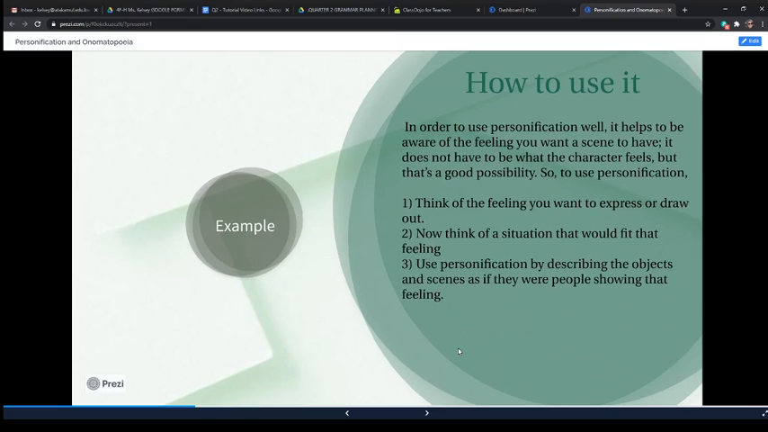How to use it. In order to use personification well, it helps to be aware of the feeling you want a scene to have. It does not have to be what the character feels, but that's a good possibility. So to use personification, you follow 3 steps. Number 1, think of the feeling you want to express or draw it out. Number 2, think of a situation that would fit that feeling. And number 3, use personification by describing the objects and scenes as if they were people showing that feeling. Here's an example.